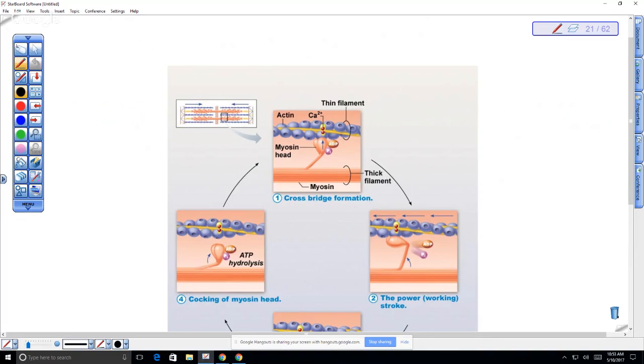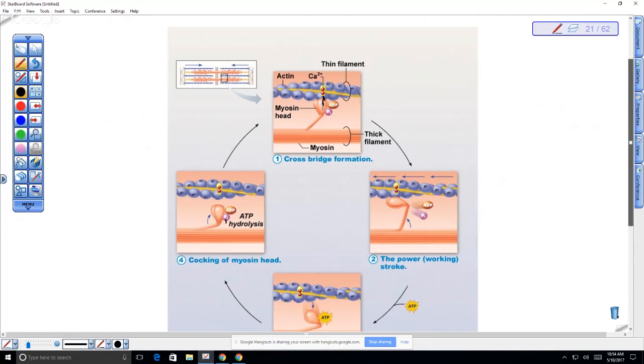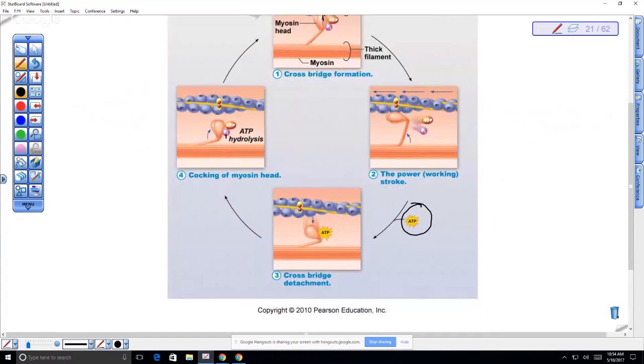If we just start here, I'm actually going to start at number 4. But the energy, the head gets a little energized and it kind of pivots. Then when it binds, it pivots, releases that energy. And then in order for it to release the ATP, release its bound, the myosin and actin, another ATP must be present. And so this just shows the role of ATP in this process of muscle contraction.